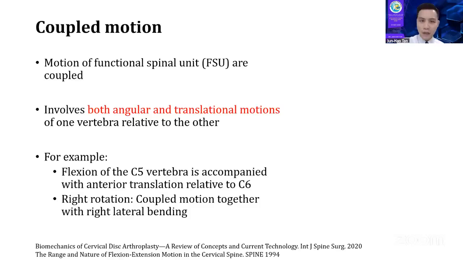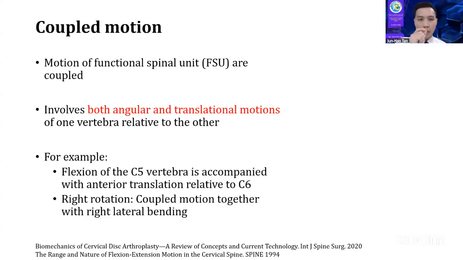We know that the functional spinal unit is the smallest representative of the entire spine. So it consists of two vertebral bodies, of course, with the intervening intervertebral disc, as well as the posterior elements, the supraspinous ligament, as well as the interspinous ligament. So the motion of the FSU, the functional spinal unit, in the cervical spine in particular, is actually coupled. What does that mean?